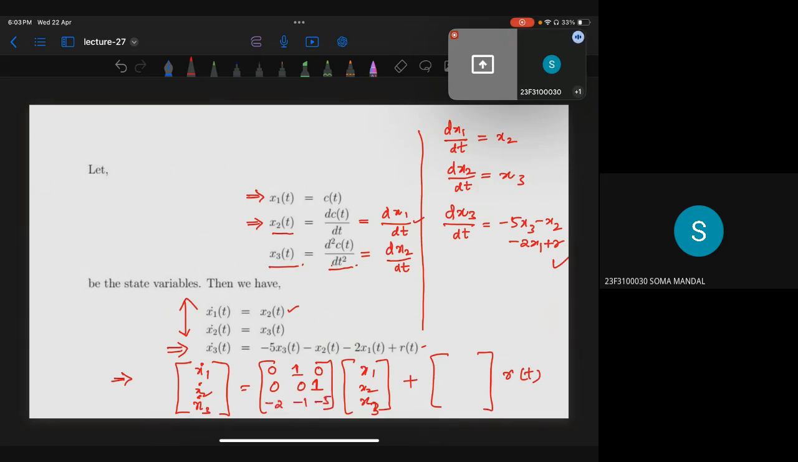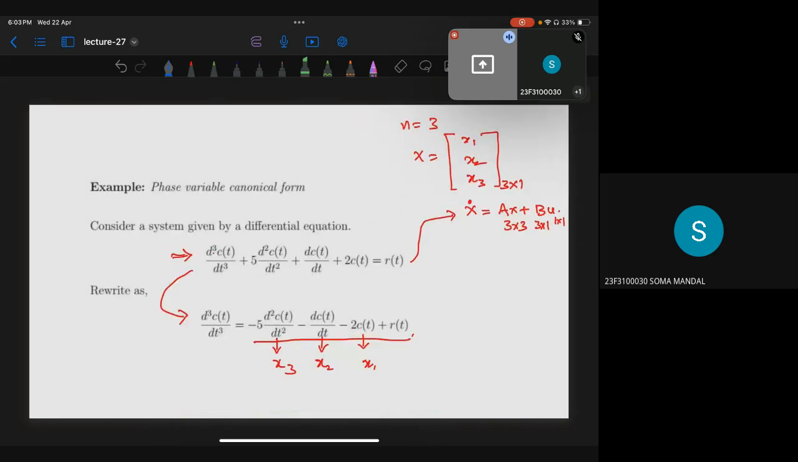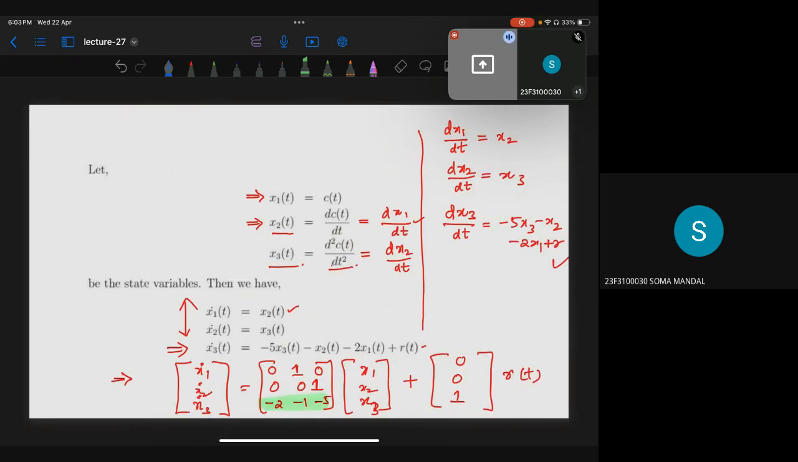Here input, there is no input. Here the input term is 1. Now here if you see this term, minus 2, minus 1, minus 5, they are in reverse order. So this is the canonical form.